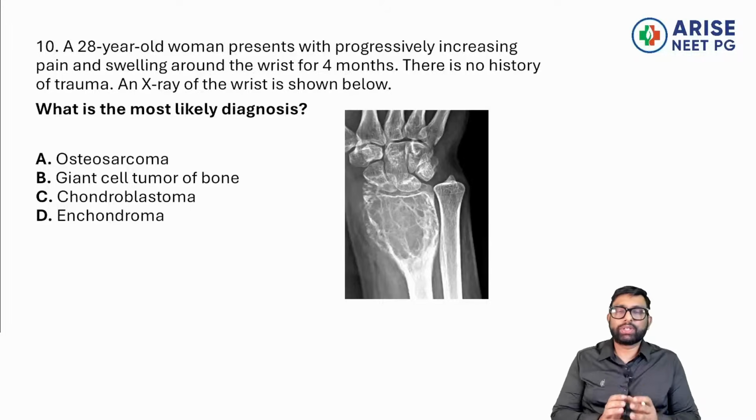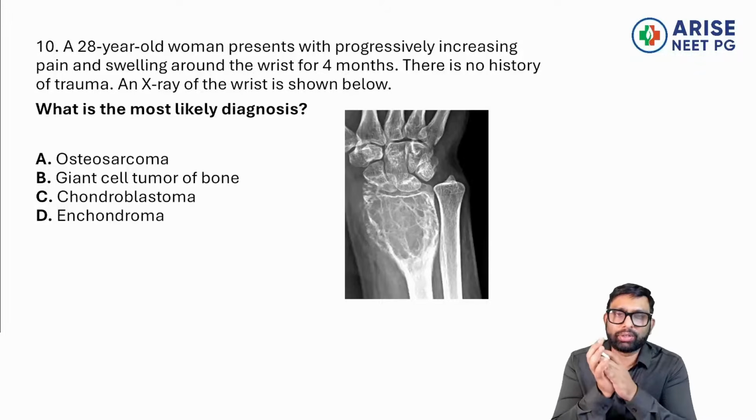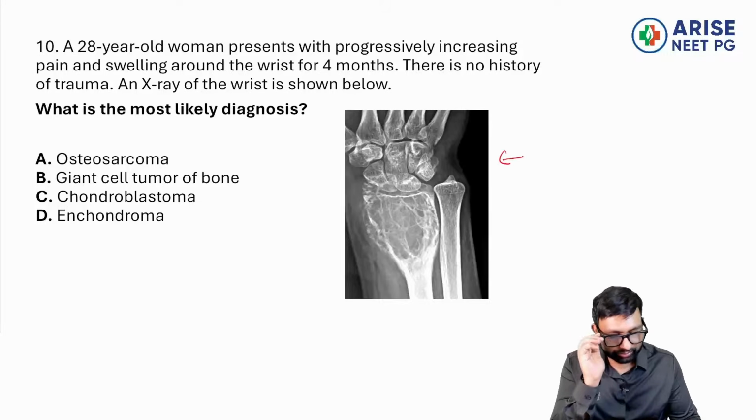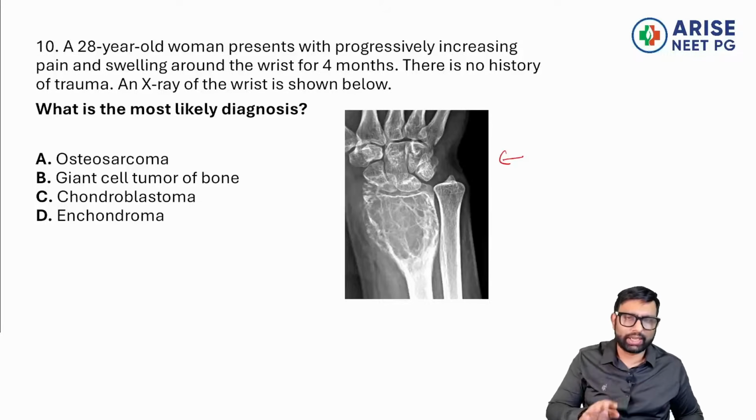Now another important question asked, a very common bone tumor question. A 28-year-old woman presents with progressively increasing pain and swelling around the wrist for 4 months. No history of trauma. An X-ray of the wrist is shown below. What is the likely diagnosis? Is it osteosarcoma, giant cell tumor, chondroblastoma, or enchondroma? What do you think the answer to this question is? This is the X-ray, so you can answer the question just looking at the X-ray. And mind you, this is a very commonly repeated question, so you have to be able to answer this.